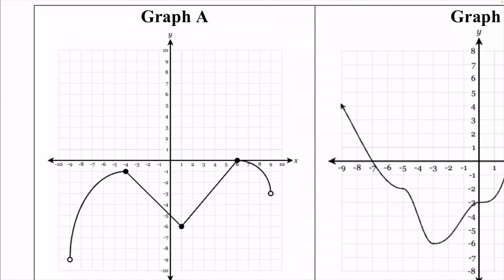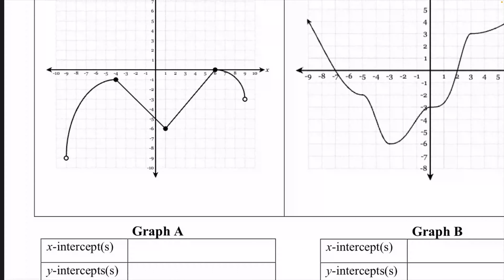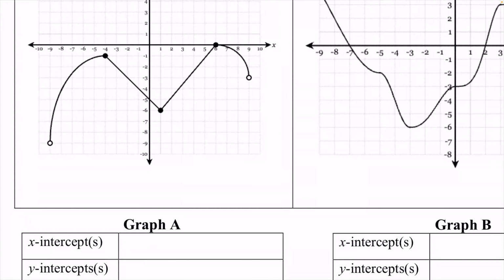Okay, here's graph A. All right, so let's start with x-intercepts. Where does it touch or cross the x-axis? The x-axis is right here. Where does the graph touch or cross that? One spot, right?